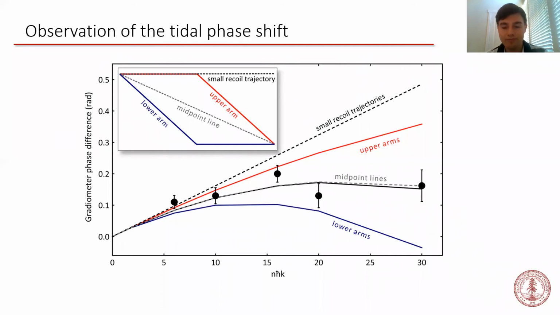We can also ask, what would be the gradiometer phase difference if, rather than experiencing the acceleration of both interferometer arms simultaneously, the atoms in each interferometer experienced the acceleration of just the upper interferometer arm? That phase difference is plotted in red here. And likewise, we can ask what the phase difference would be if the atoms in each interferometer experienced the acceleration of just the lower arm. That phase difference is plotted in blue.